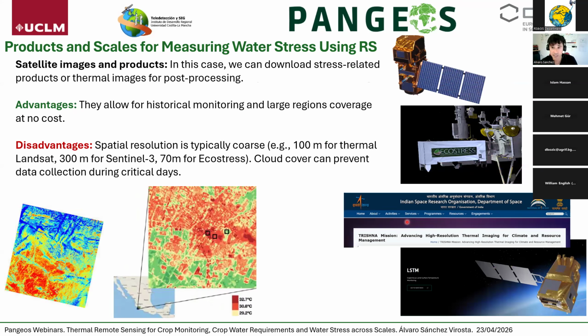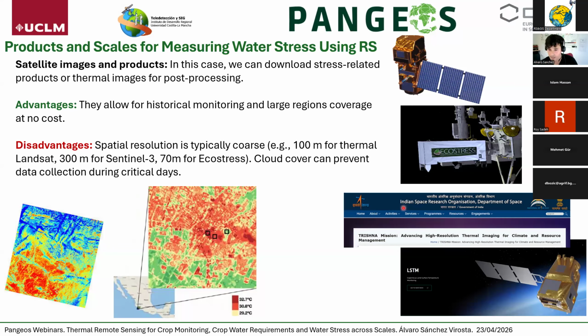About the satellite images and products, we can easily download thermal images for post-processing, or even some stress-related indices already calculated. For example, ECOSTRESS gives us some indices already calculated in some areas. So the advantage is it's quite easy to understand. They allow for historical monitoring, and they can cover large regions. Disadvantages: I would say the main disadvantage of satellite images is the resolution. The resolution is 100 meters for Landsat, 300 meters for Sentinel. ECOSTRESS has a somehow good resolution, 70 meters, but the time scale is not good because they do not repeat on the same dates or with the same frequency. So you sometimes have a lot of images, sometimes you don't. And of course, another disadvantage is the cloud cover.